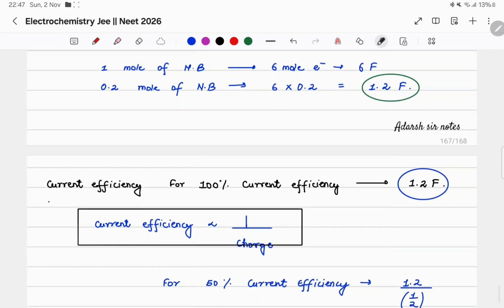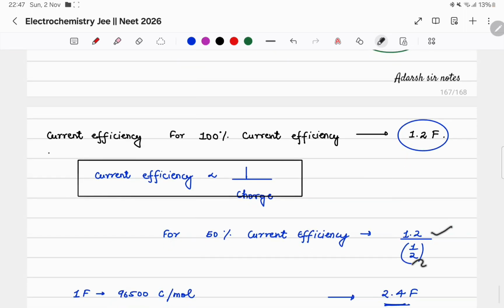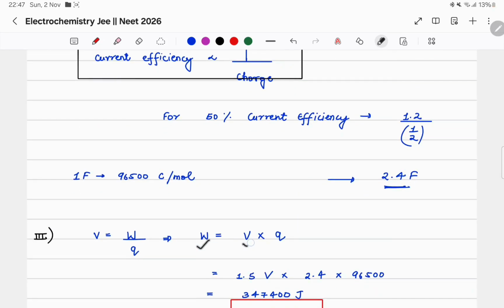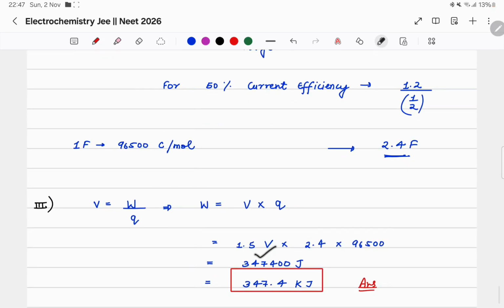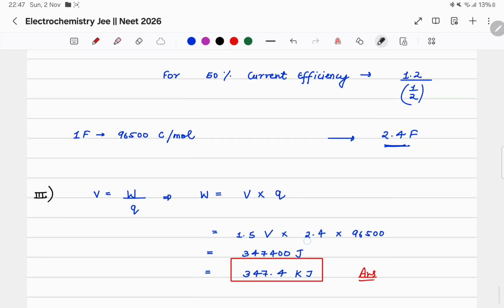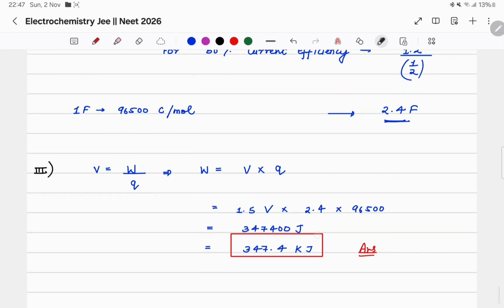Then current efficiency, a very important concept. For 100% current efficiency, how much charge? 1.2 Faraday. So I gave one piece of information, current efficiency is inversely proportional to charge. Then for 50%, 1.2 divided by current efficiency, so 50% means 1 by 2, and I got 2.4 Faraday. Now I wrote the formula work done is equal to potential into charge. Potential is already given in the question. And for charge we just got 2.4 Faraday. The value of Faraday is 96500, so it came in coulomb. Then the unit will be joule only, because volt and coulomb multiplication gives joule, then convert into kilojoule. So this was your question.